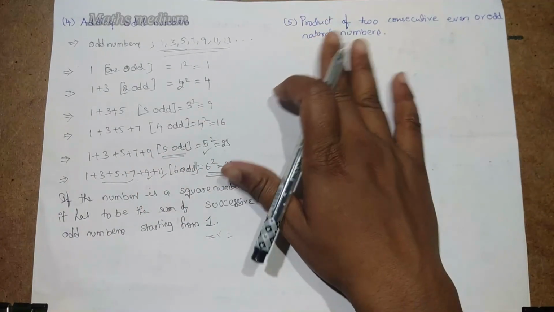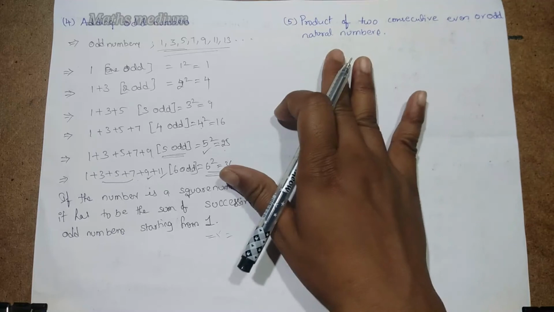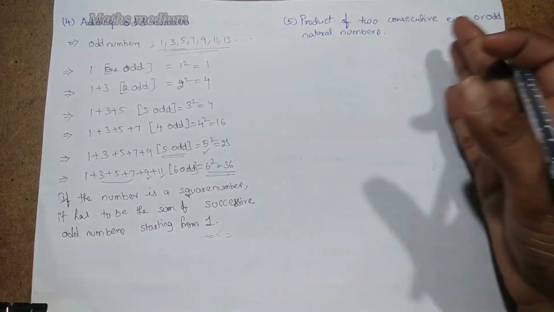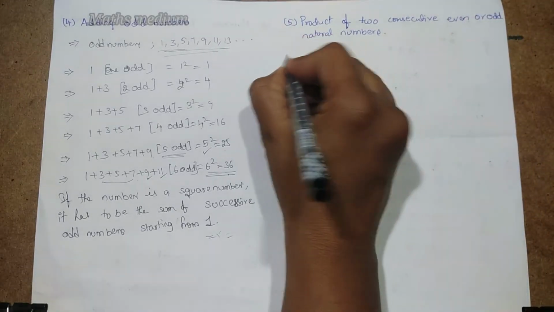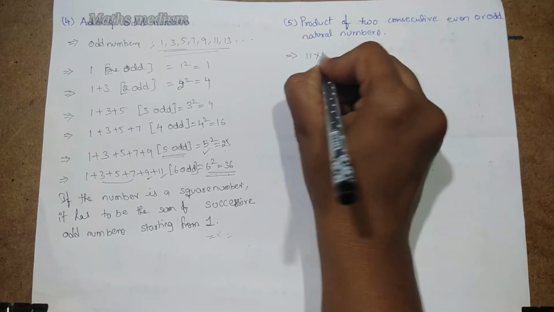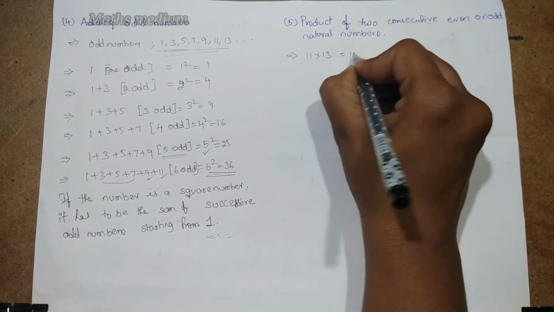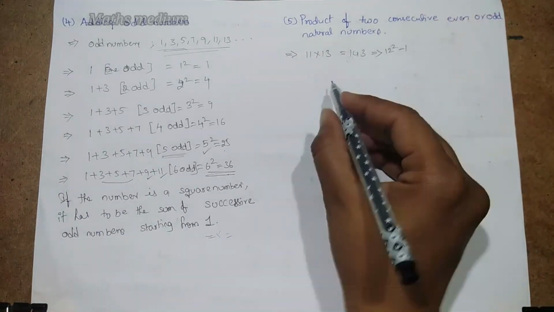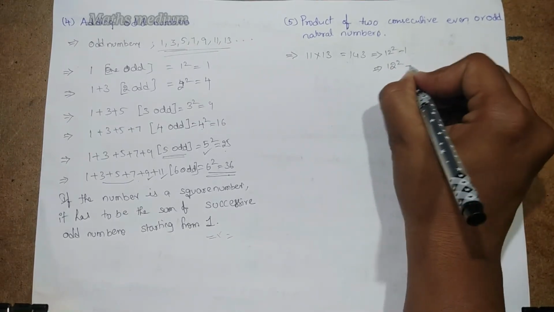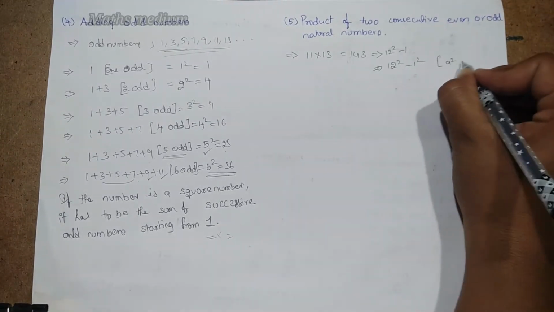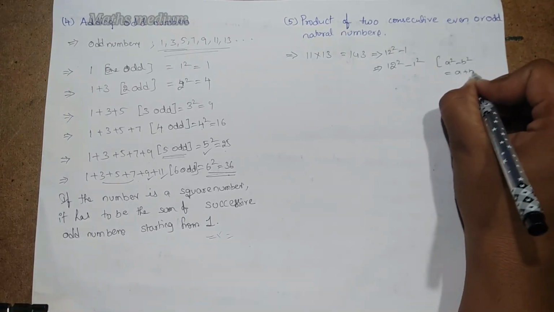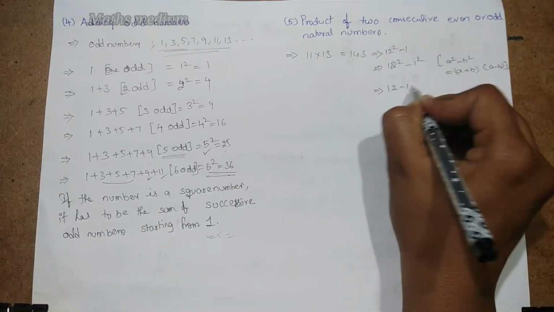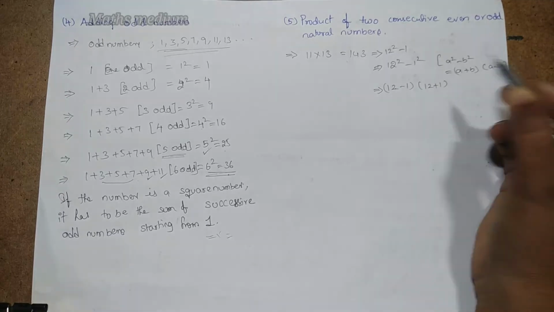Next, finally, the product of two consecutive even or odd natural numbers. Here, in the case of the product of natural numbers, it can be two consecutive even or odd numbers, anything. If you take as an example 11 into 13 is equal to 143. How can we represent it as 12 square minus 1? Here, 12 square minus 1 is written as 12 square minus 1 square. It is in the form of a square minus b square. The answer is a plus b into a minus b. So it can be written as 12 minus 1 into 12 plus 1 as the answer.